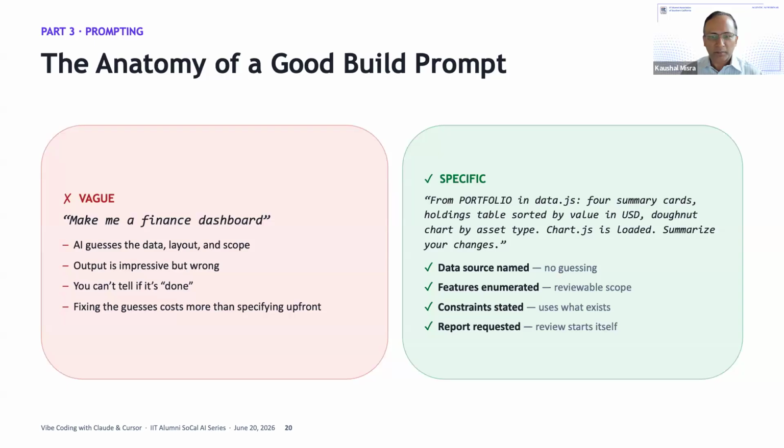Anatomy of a good build prompt. So, say, "Make me a finance dashboard." Like I said, if you just tell AI what you want without specifying anything, it is going to just guess based on what others are doing, not confined to you. So from portfolio, etc., all those things.